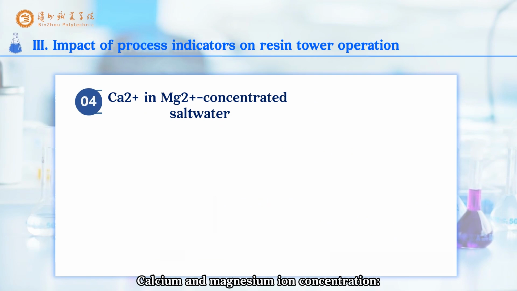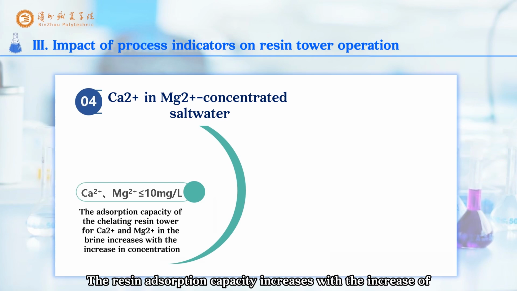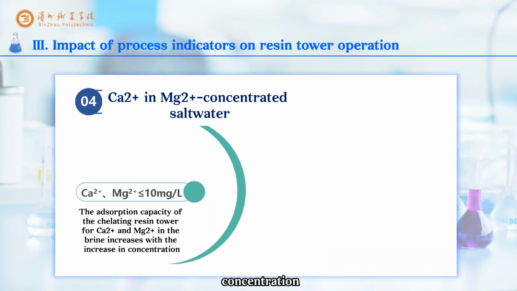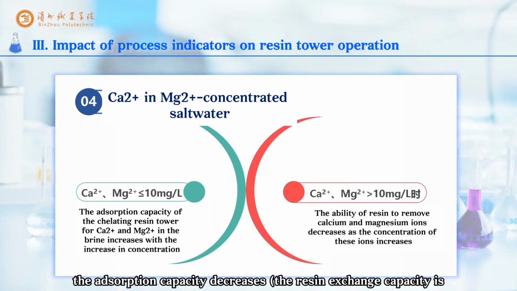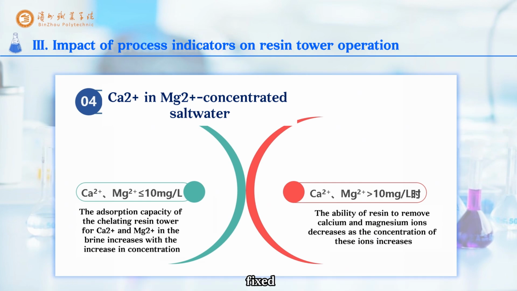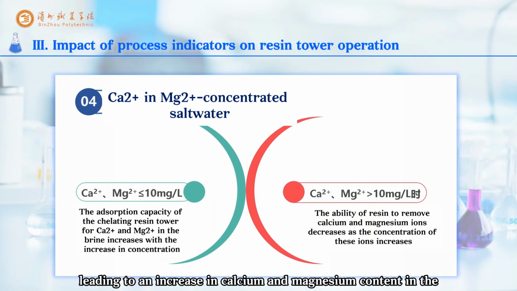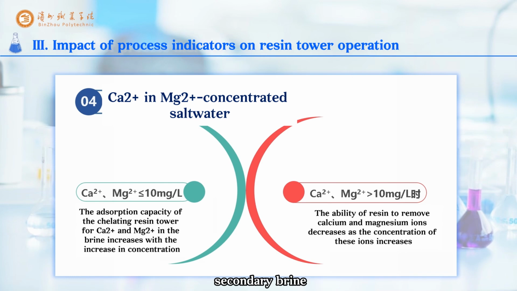Calcium and magnesium ion concentration. The resin adsorption capacity increases with the increase of concentration, but when the mass concentration exceeds 10 mg/L, the adsorption capacity decreases. The resin exchange capacity is fixed, and ions cannot be exchanged in time, leading to an increase in calcium and magnesium content in the secondary brine.